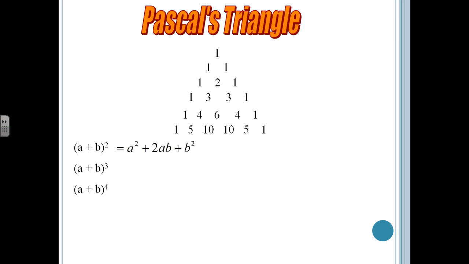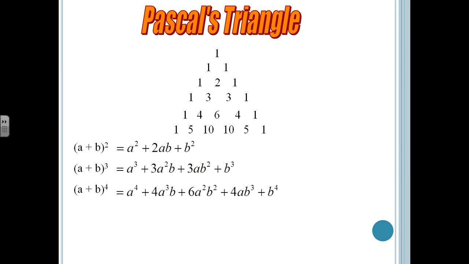Let's talk about (a + b) cubed. If you actually worked it all out, this is what you would get. And take a look at (a + b) raised to the fourth power. Now, did anybody pick up on where these coefficients are found in Pascal's triangle? We've got 1, 3, 3, 1, 1, 4, 6, 4, 1. If you guys notice, those are the actual numbers in each of these rows of Pascal's triangle.